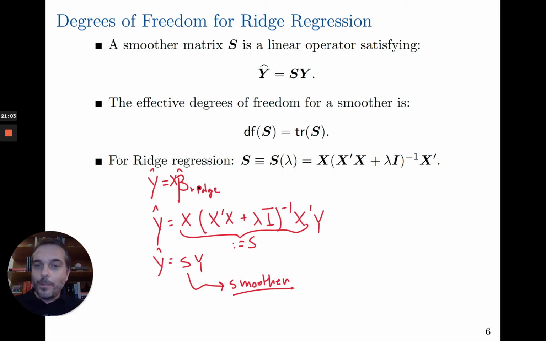Therefore, what is the number of degrees of freedom of ridge? It will be the trace. So the degrees of freedom of ridge associated with a specific value of lambda will be the trace of X (X prime X plus lambda I) inverse X prime.